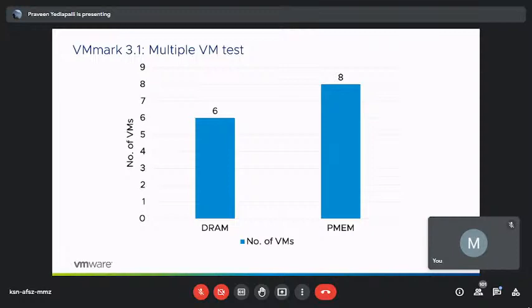On the DRAM system, I am able to run only 6 virtual machines, but on the PMM system, which costs the same, I am able to run 8 virtual machines. So that's a 30% increase in my capacity for the same price. That's the advantage of PMM compared to DRAM.